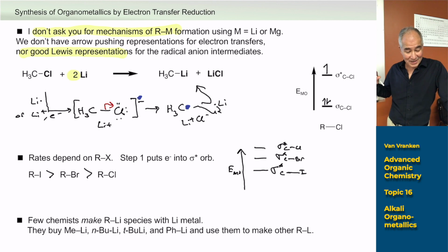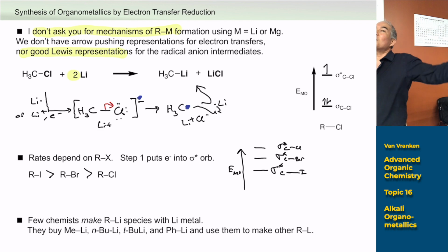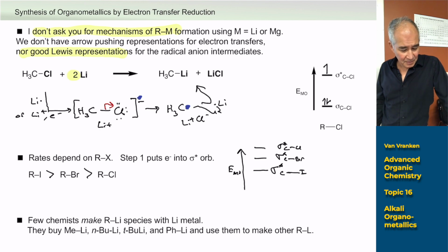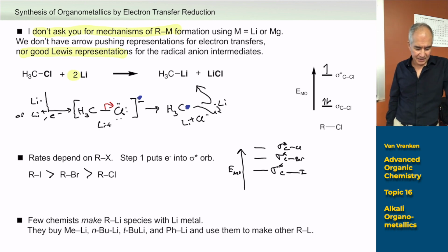Unfortunately, it's not always that easy to make alkyl iodides. It's easy to make bromides and chlorides, and so most people go with the bromide because it's pretty easy to make alkyl bromides selectively, and they have good rates. Not quite as good as carbon iodine bonds, but the alkyl iodides are best.